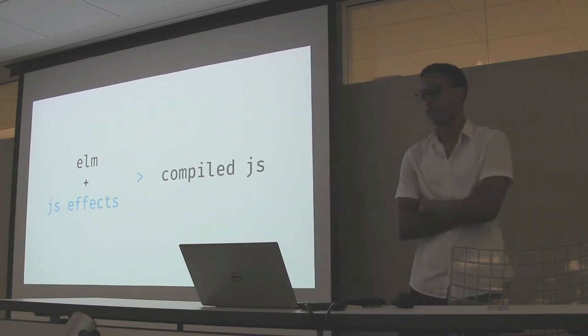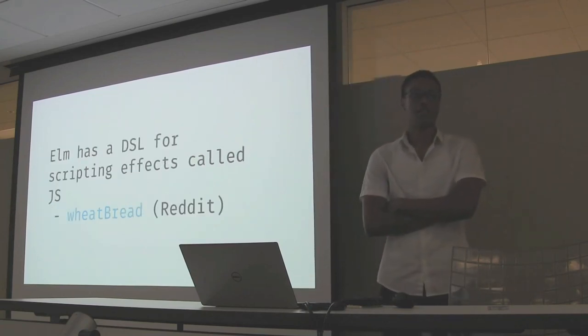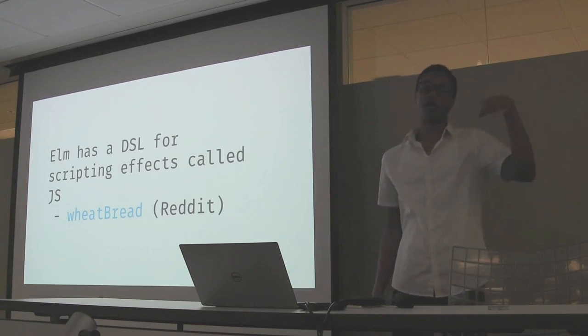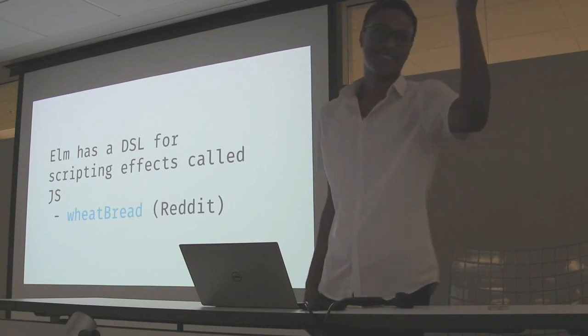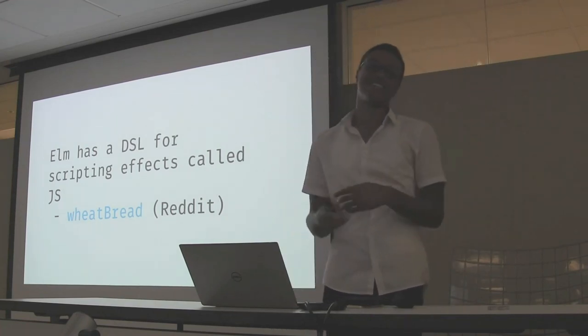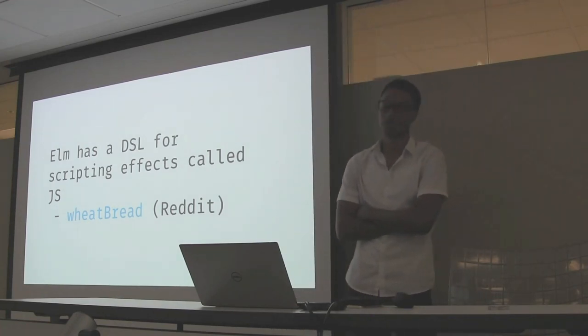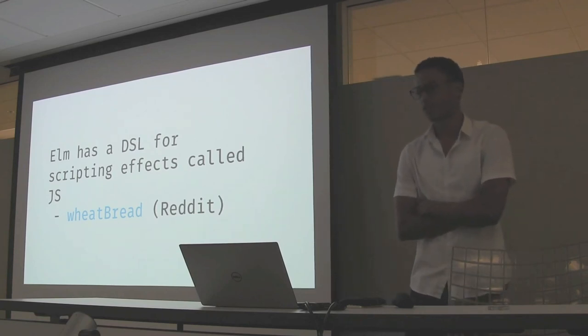But in theory, right, it could be anything. And so this guy, Wheatbread, on Reddit, described it this way. Elm has a DSL, a domain-specific language, for scripting effects, and that language is called JavaScript.